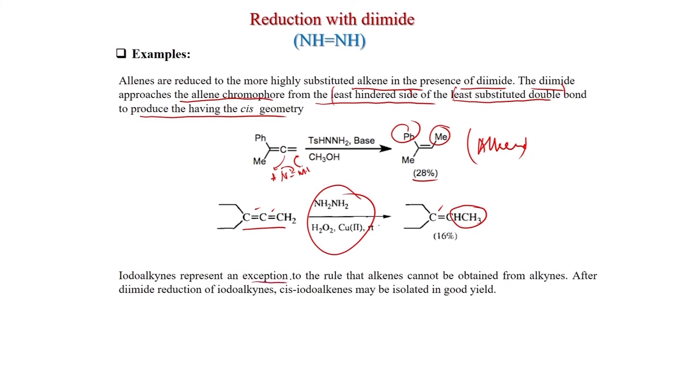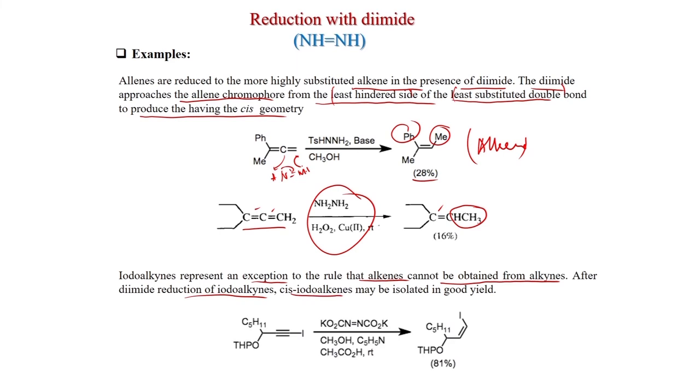Iodoalkynes represent an exception to the rule that alkenes cannot be obtained from alkynes. After diimide reduction of iodoalkynes, cis iodoalkenes may be isolated in good yield. So, alkynes are generally not reduced, but if you have an iodo group, then you can use potassium azodicarboxylate, which generates the diimide in situ, with methanol solvent and acetic acid as the acid, and you get this product in 81% yield. So, this is the cis product. These two groups are cis.